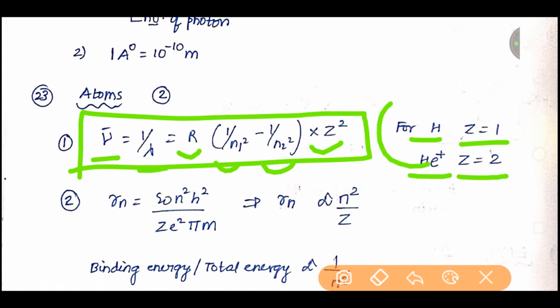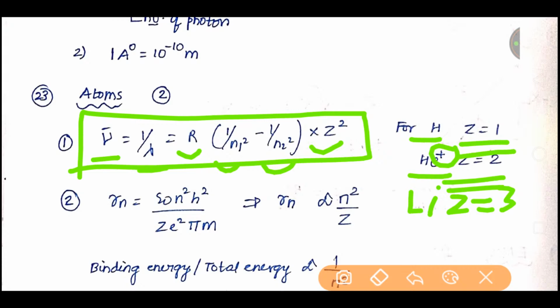Some people will think that 2 minus 1 is equal to 1 and put Z as 1 and get the wrong answer. That is very, very wrong. For helium, Z is equal to 2. For lithium, Z is equal to 3. What is Z? Atomic number. Helium plus means you're removing an electron, not the number of protons. So keep Z to be 1, 2, 3.